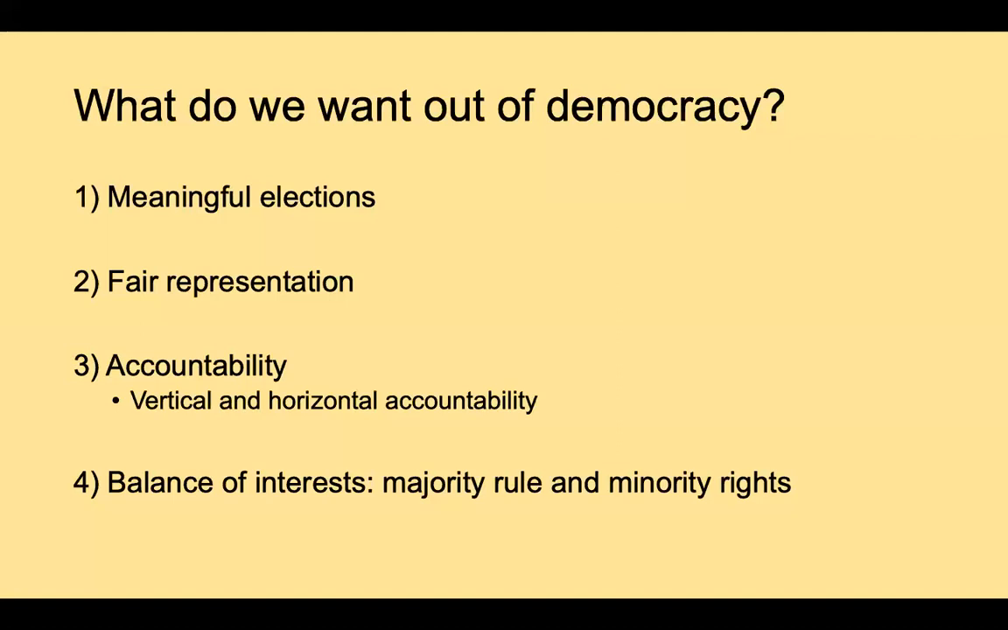And this connects to the third point, which is accountability. When we talk about accountability, what we mean is our ability to check government or elected actors. Vertical accountability is when voters use elections to punish governments who they no longer support or approve of, or maybe your congressperson or whoever it is who you're voting for or voting against. Horizontal accountability is when government institutions themselves check or hold accountable other institutions.